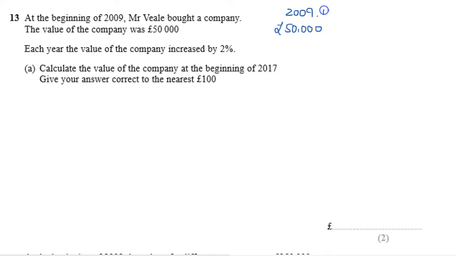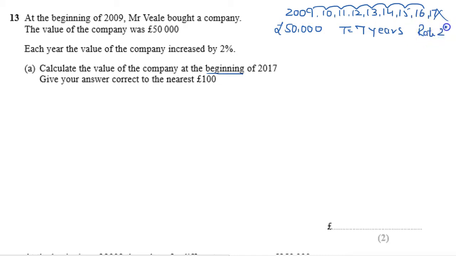9, 10, 11, 12, 13, 14, 15, 16 and 17. It's saying at the beginning, not at the end. So we are not going to consider this. So the number of years is 1, 2, 3, 4, 5, 6 and 7. So time is 7 years. The principal amount is this, and the rate, it is increasing at the rate of 2%.